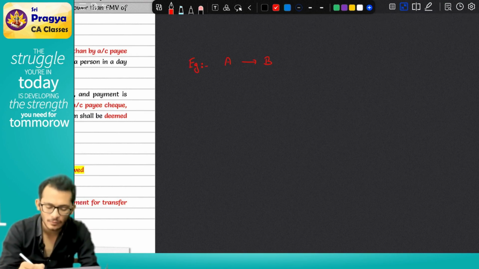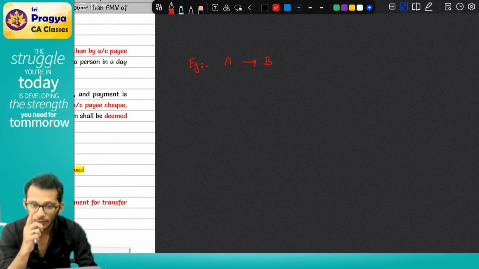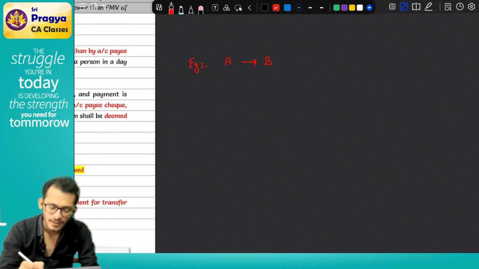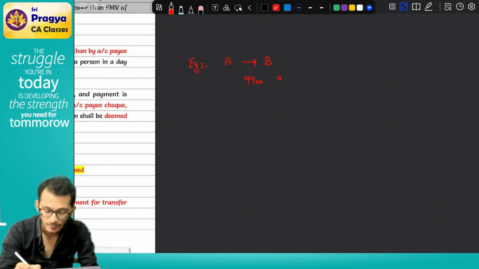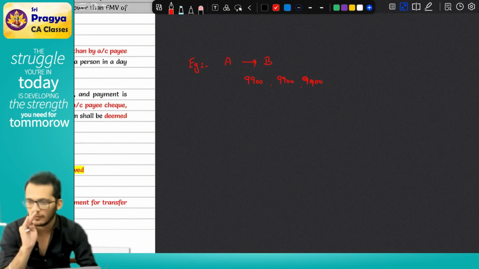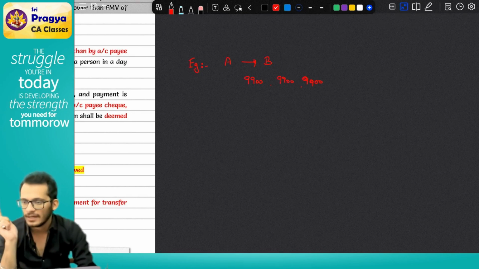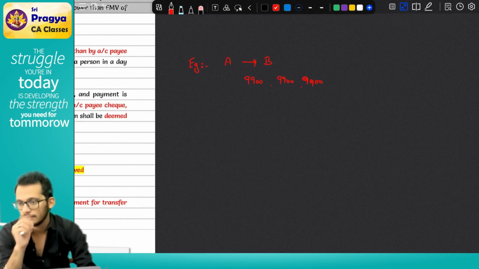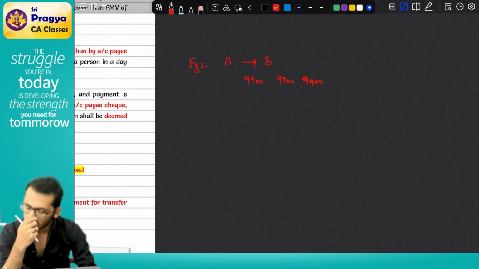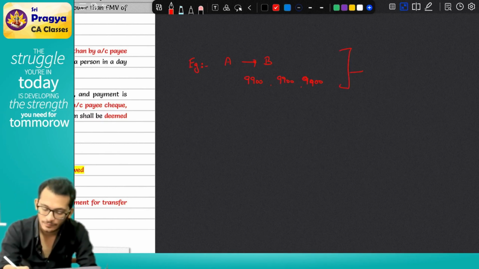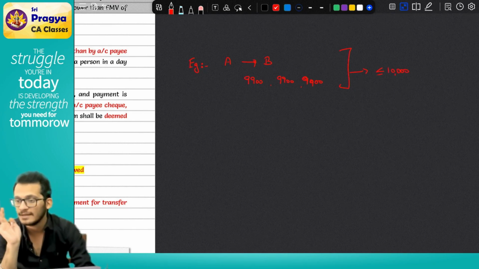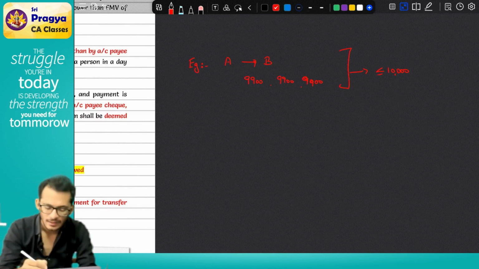A wanted to make a payment of 1 lakh to B. Every single day he paid him 9,900. He kept on doing that. Every single day he was making a payment of 9,900. The total payment he has to make is 1 lakh rupees. Is the payment disallowed or allowed? Payment is allowed. Why, Rahul? Because it is less than 10,000. Even if the payment is happening in cash, no problem. Payment is allowed. Yes.